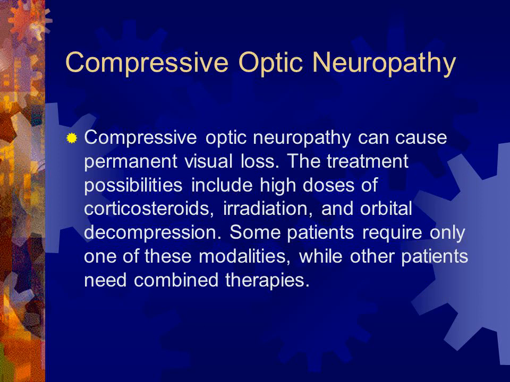Compressive optic neuropathy. Compressive optic neuropathy can cause permanent visual loss. The treatment possibilities include high doses of corticosteroids, irradiation, and orbital decompression. Some patients require only one of these modalities, while other patients need combined therapies.